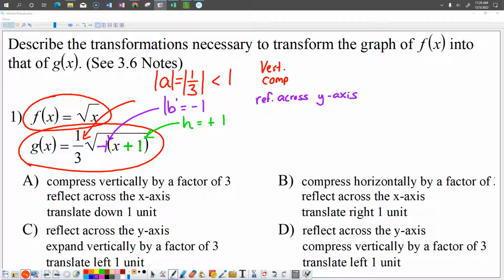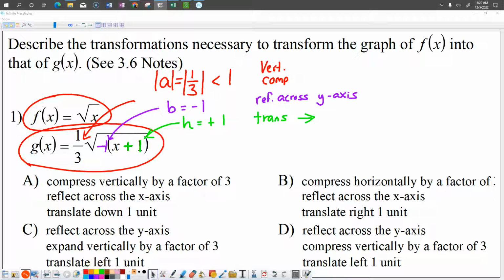Now, the absolute value of b is 1, and that equals 1. So it's not less than 1, it's not greater than 1. So we're not going to say that there's a stretch or a compression horizontally. It's just equals 1, so it stays that way. Next, we have h. H is a +1, and when that happens, we have a translation to the right. Okay, so we're looking for the option that has those three criteria in it: a vertical compression, a reflection across the y-axis, and a translation to the right.